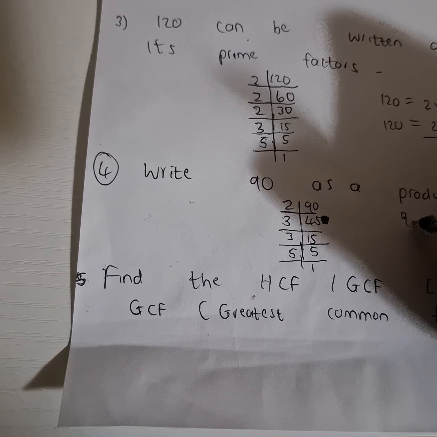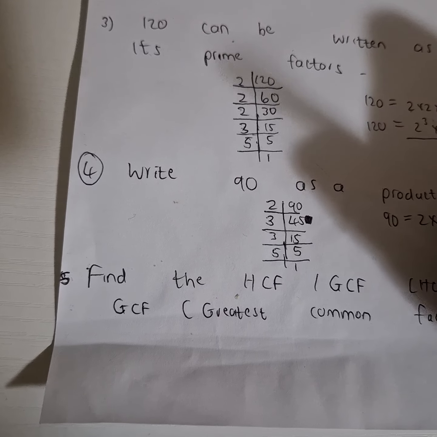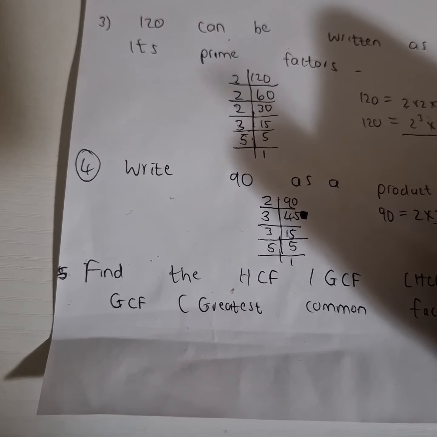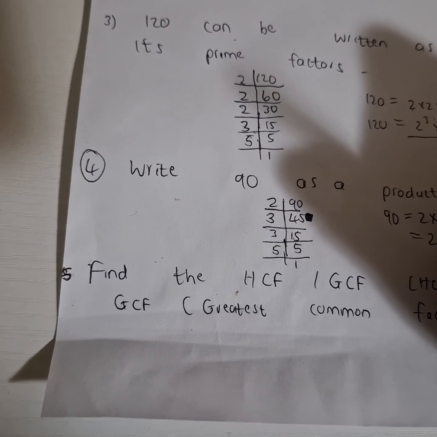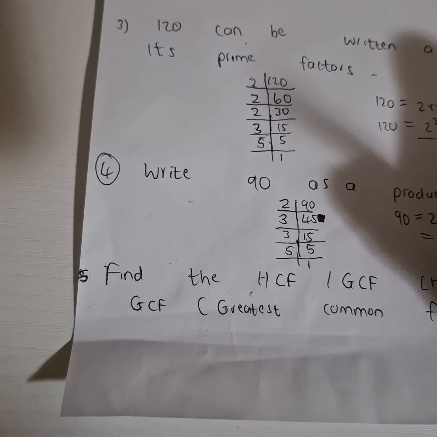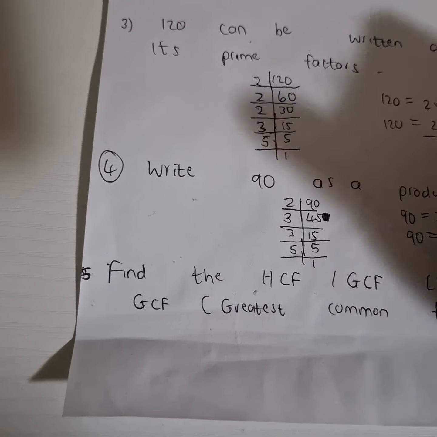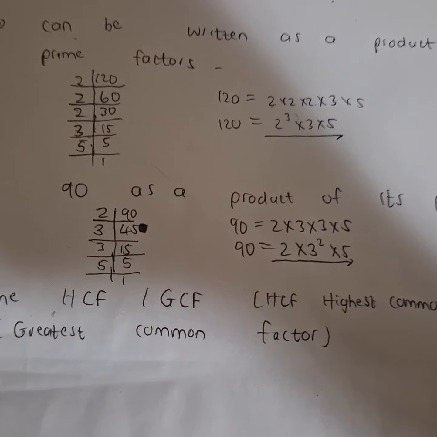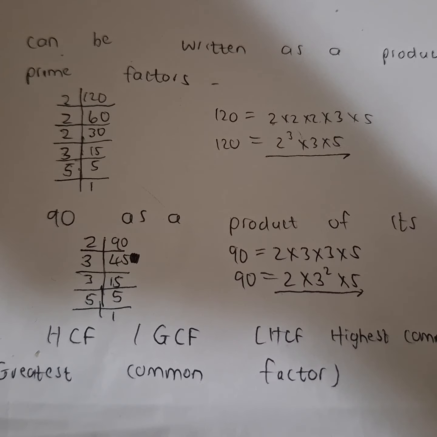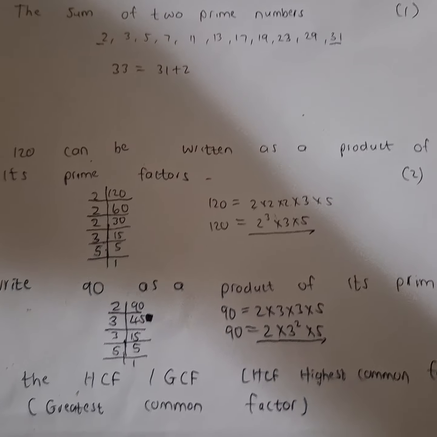Then we write down 90. We write down the product of prime factors that we have. We have 1 2, we have 2 3's, and then we have 1 5, and that's our product of prime factors: 2 times 3 squared times beautiful number 5.